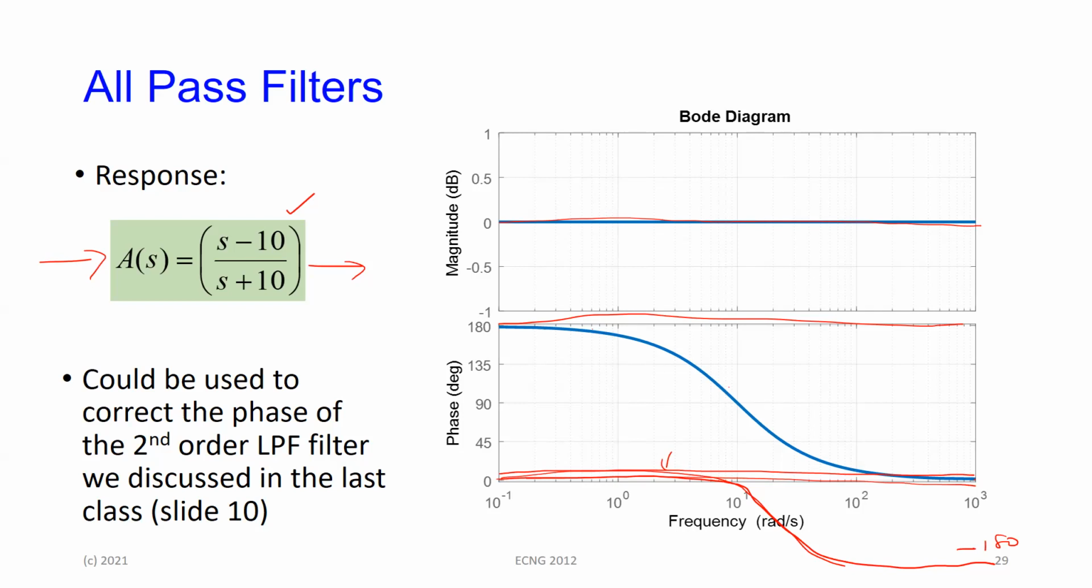So we use these kinds of filters, the all-pass filter or the phase shifters, to correct the behavior in some cases of our previous designs that we had.